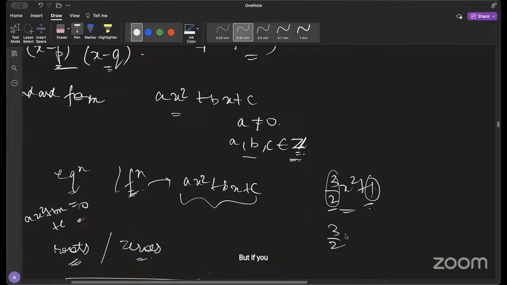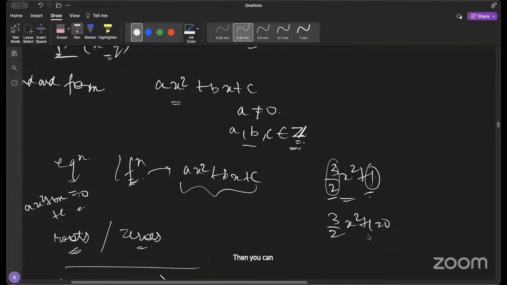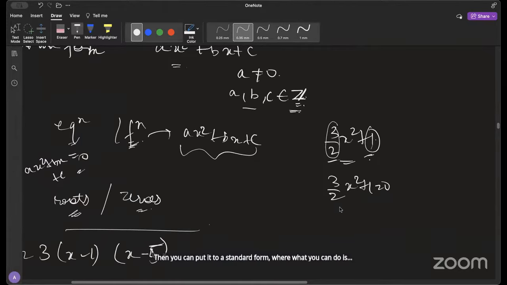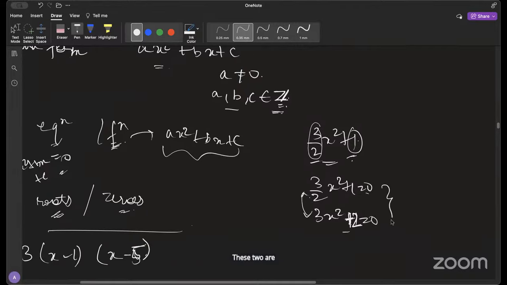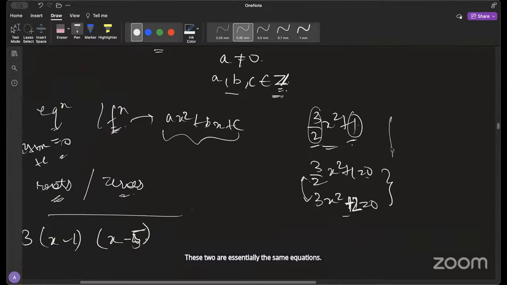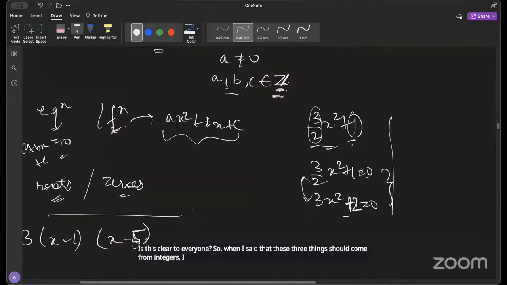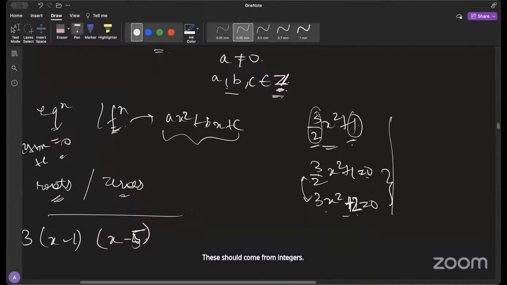But if you have an equation here, then you can put it to a standard form, where instead of writing it this way, you can write it this way. Because multiplying by 2 on both sides of the equation is not going to change the equation. These two are essentially the same equations. Is this clear to everyone? So when I said that these three things should come from integers, I meant in equation form, these should come from integers. In functions, you can't really make this thing into an integer. That's not possible.